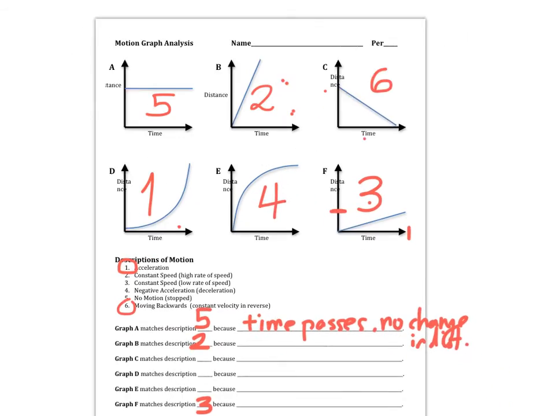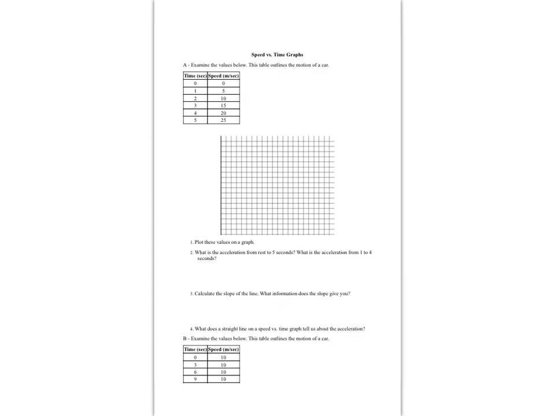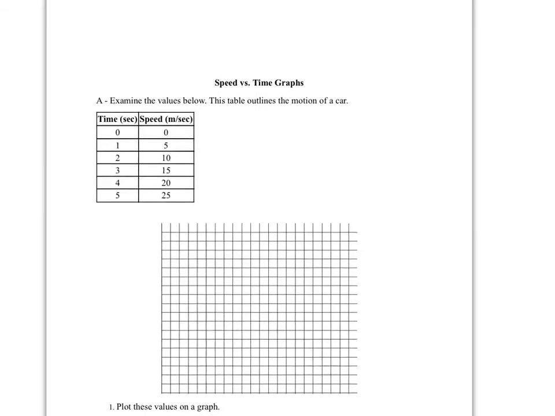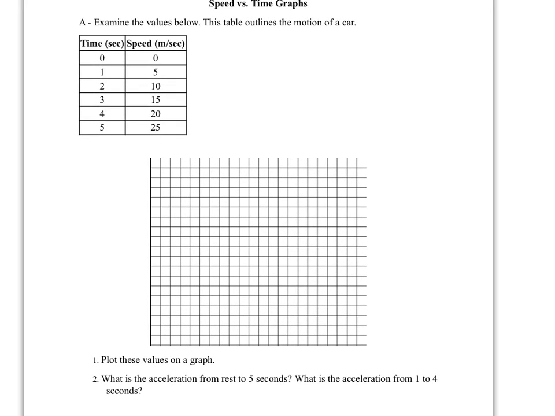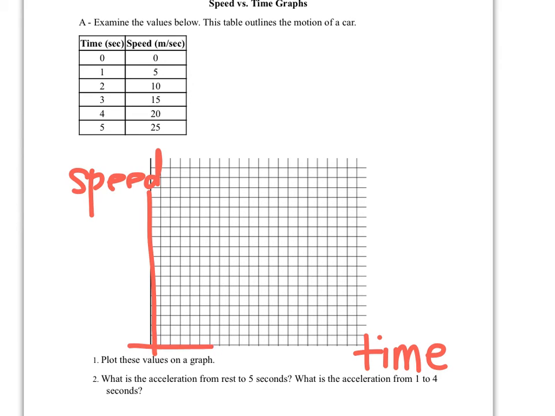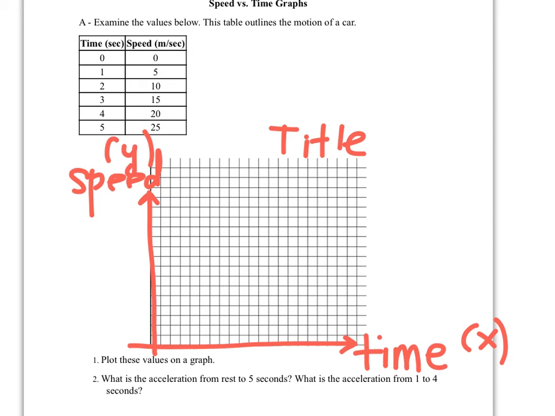So that's it for this worksheet. Really, your homework is to complete these 4 graphs. What I want you to pay attention to is that these are time and speed graphs. So time will go on your x-axis, speed will go on your y-axis, and you will plot the points as we did for the distance time graphs. Make sure you have a title, make sure all your axes are labeled properly, and you will answer the questions that follow.